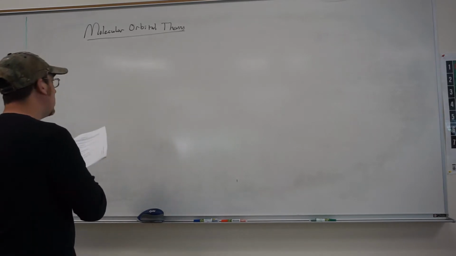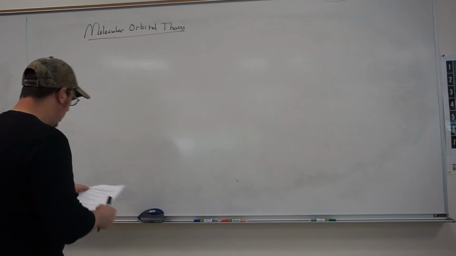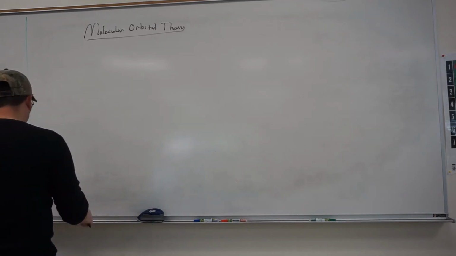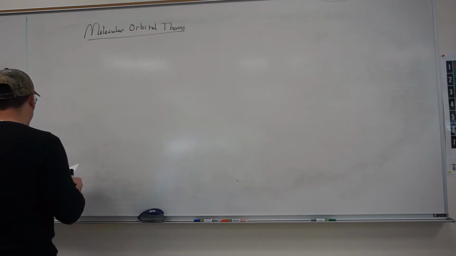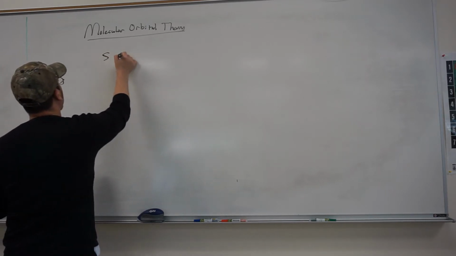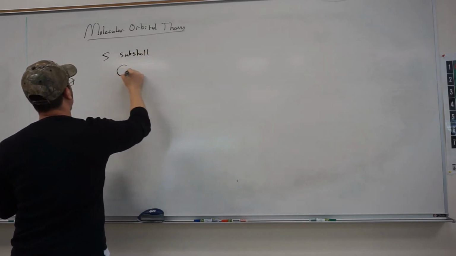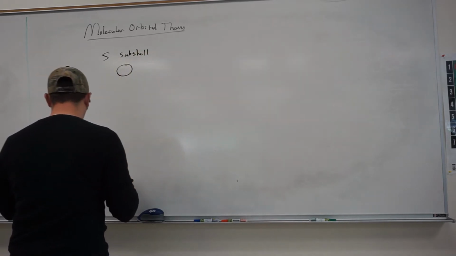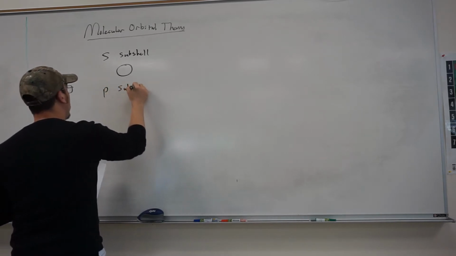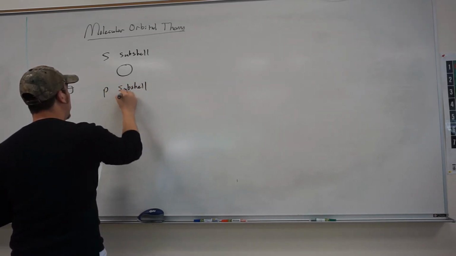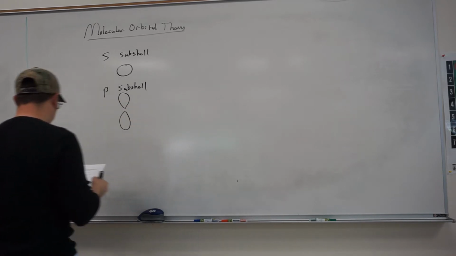Now, just a little recap. Hybridization is the rearrangement of electrons in available subshell orbitals to allow for maximum bonding. So the types of orbitals, you have your S subshell. S subshells are spherical in shape. You have your P subshell. This all goes back to quantum mechanics. And the P subshell has that dumbbell shape.